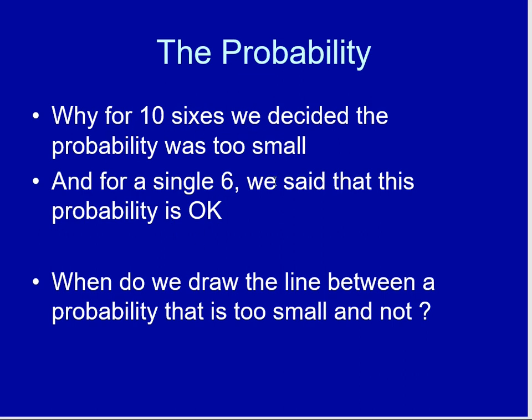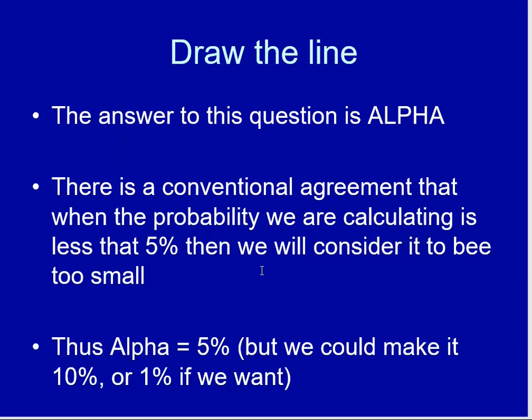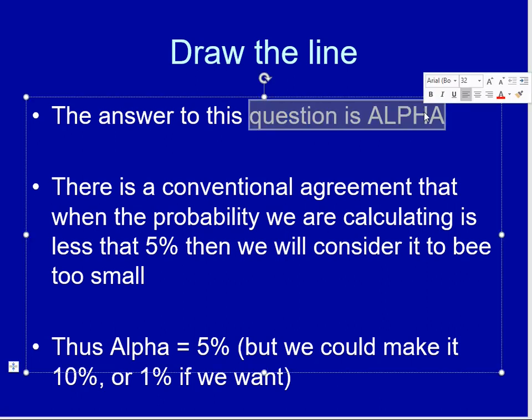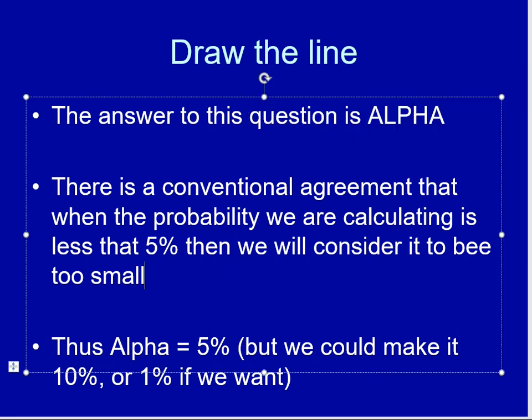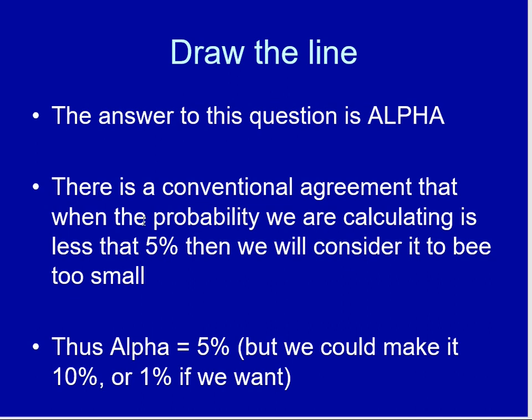So why for 10 6s did we decide the probability was too small, and for a single 6 we said the probability is okay? Where do we draw the line between what is a large probability and what is a small probability? We draw the line at alpha, and I mentioned previously that it's 5%. If nothing else is said, that's 5%. You can draw it at 10% or 1%, but something has to be said so that you realize that alpha is 1% or 10%. But if no one says anything, alpha is usually 5%.